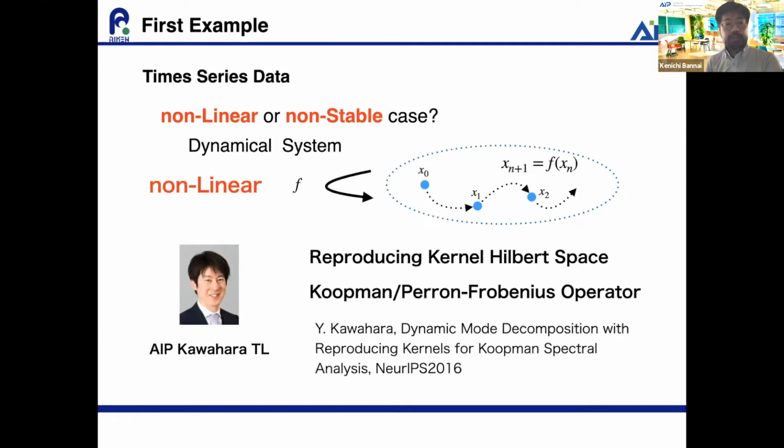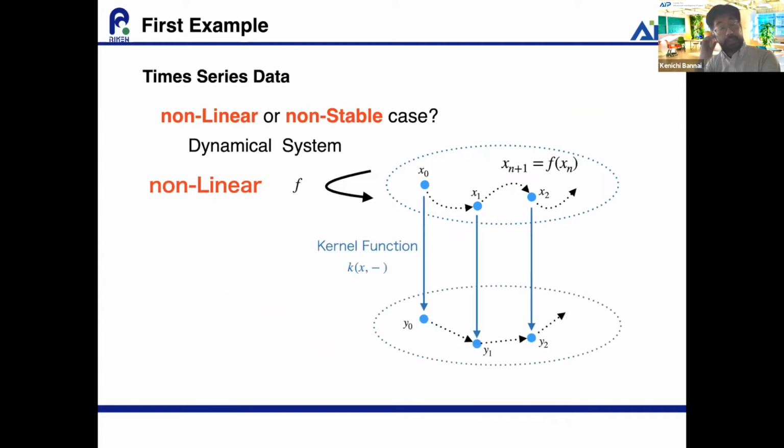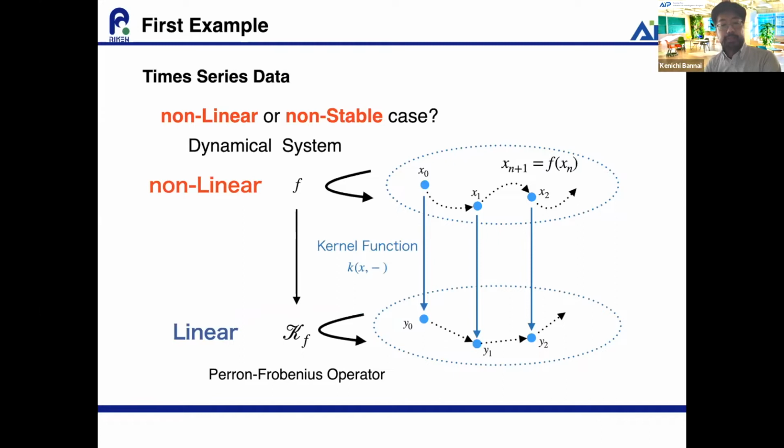In the nonlinear or non-stable case, Kawahara, team leader at AIP, asked us about this, and he had an idea about using reproducing kernel Hilbert spaces to attack this problem. So what is this reproducing kernel Hilbert space? If you have some nonlinear dynamical system, a dynamical system is where the data moves with respect to time. But if you take a kernel function and embed this data into a larger Hilbert space, then this becomes a linear operator and much, much easier to handle.